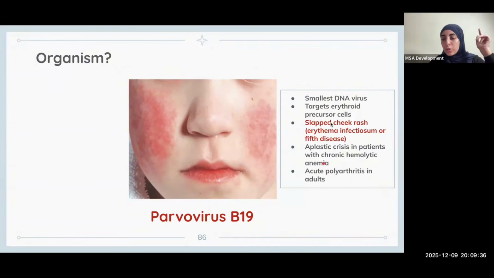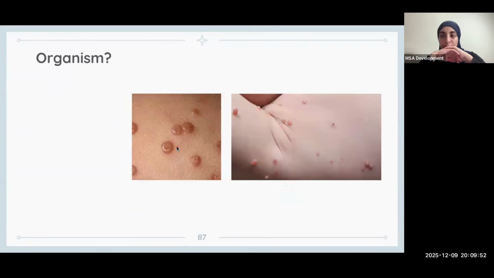The most important thing that you should know here is that parvovirus B19 causes a slapped cheek appearance, slapped cheek rash, which is also called erythema infectiosum, and this is the classic picture, okay? It's the most important thing for you to know. Okay, next.